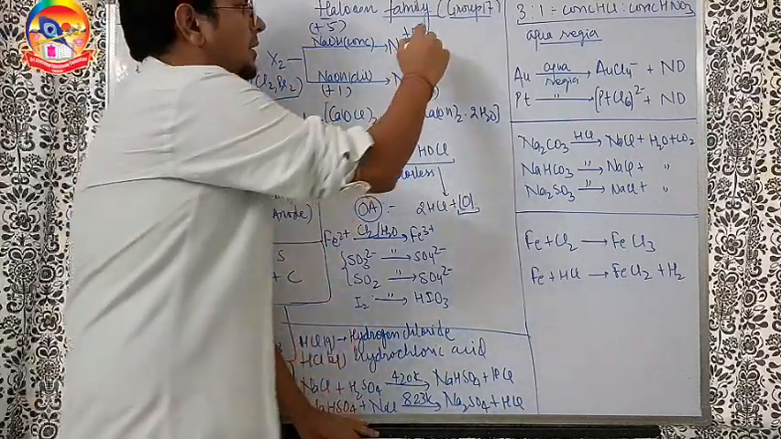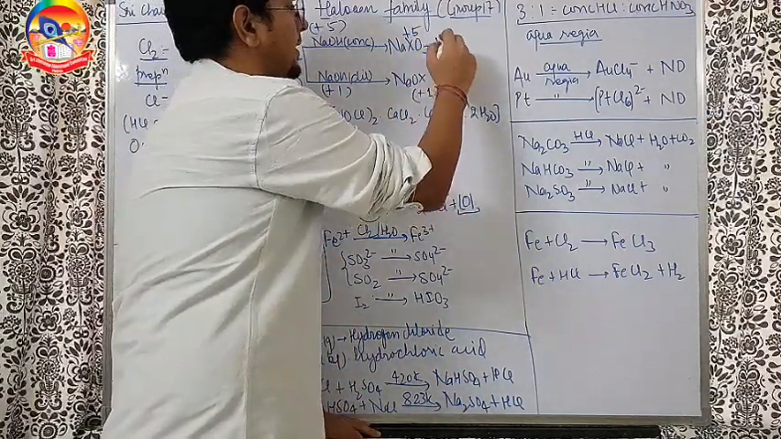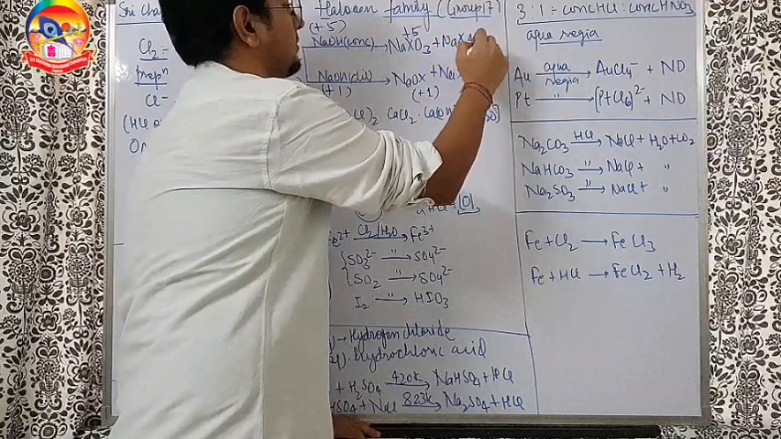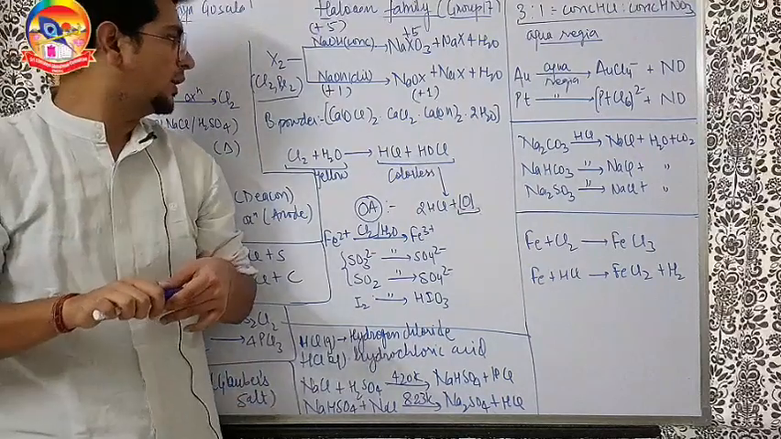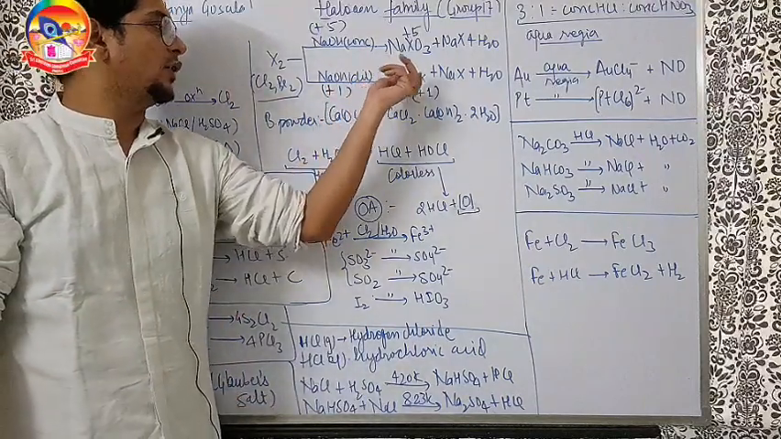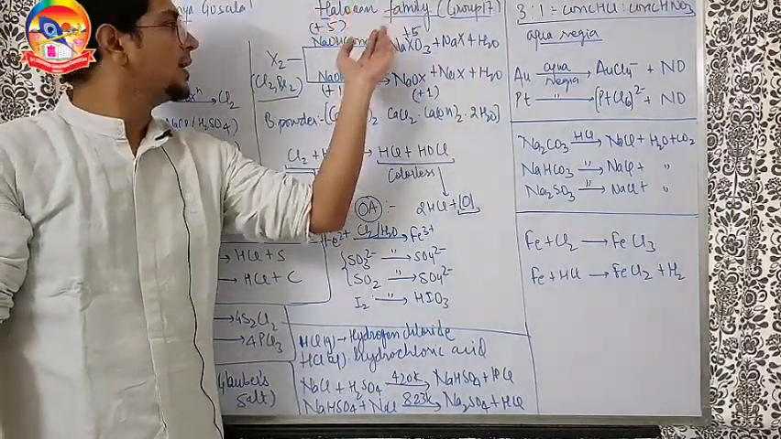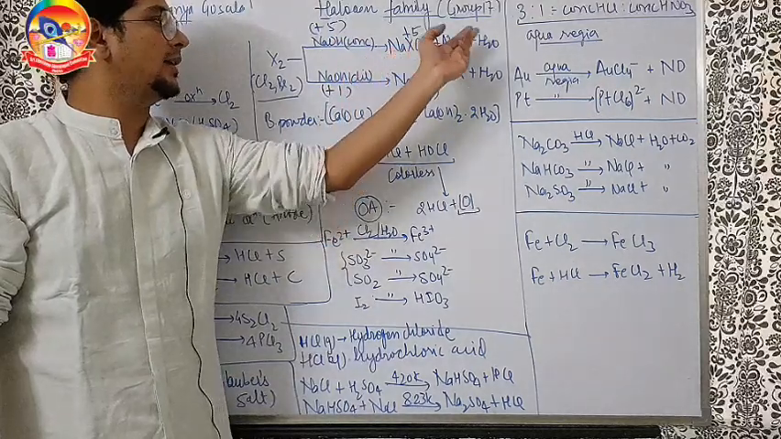Going ahead, the remaining things are the same. NaX is made, water is also there as usual, that's not a big deal. So that's how you can remember it. So for example, if you have chlorine with dilute NaOH, you will get NaOCl plus NaCl plus water. Similarly, here you will get NaClO3, NaCl plus water.